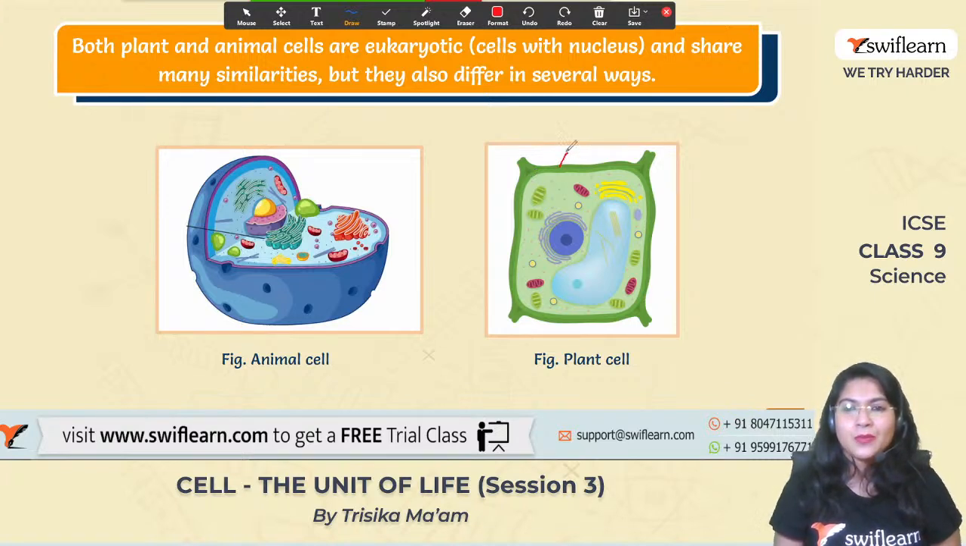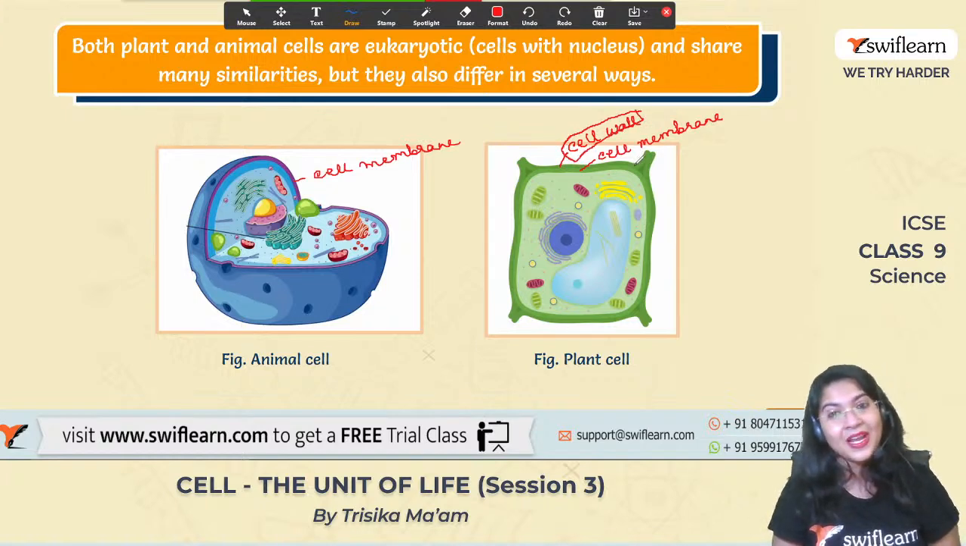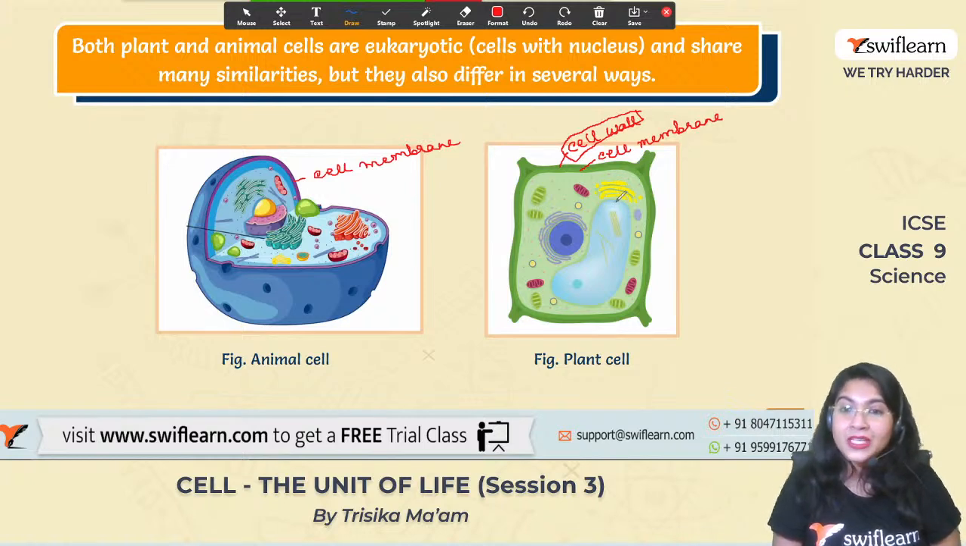So one extra membrane is there in the plant cell. Remember, that is known as the cell wall, which is not at all present in the animal cell. And just beneath the cell wall, the cell membrane is present, which we also call the plasma membrane, right? So this cell membrane is the outermost portion of the animal cell, but it is present just beneath the cell wall in the case of the plant cell. So the cell membrane is present in both the plant and animal cell, but the cell wall is only present in the plant cell, right?